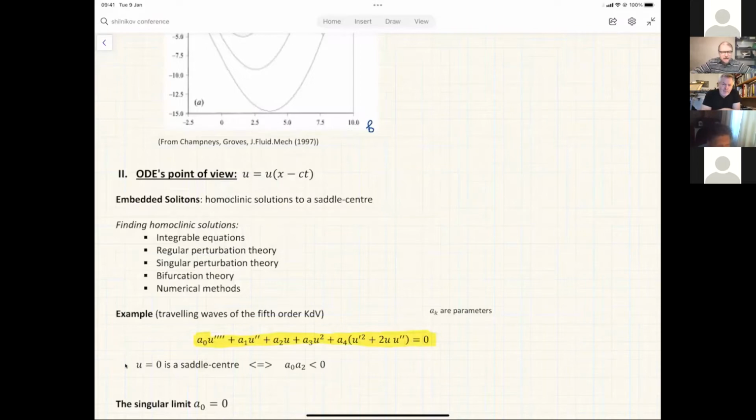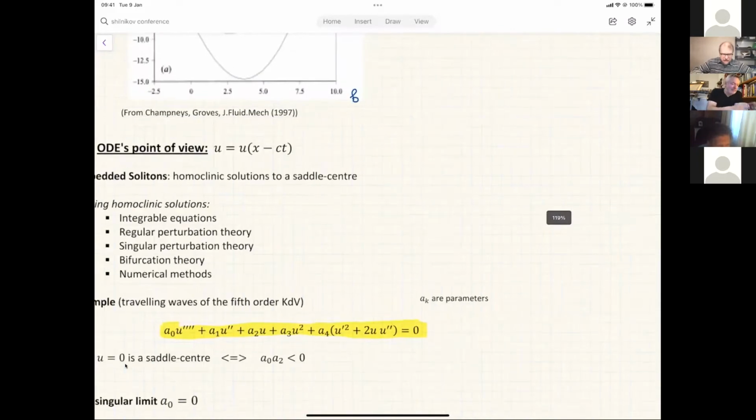But what I can immediately notice with this equation, since it's a Hamiltonian system of 2 degrees of freedom, is that we would be very lucky if we were able to find solitons or homoclinic solutions for this problem explicitly. Although one case is obvious. If A0 vanishes, then we get an equation of the 2nd order, which is a Hamiltonian system with 1 degree of freedom, which can be solved. But this case is a singular limit.